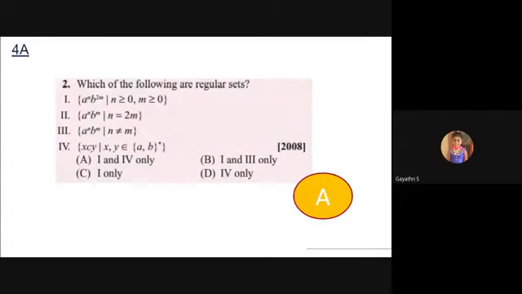And the third one, a power n and b power n, here also there are constraints where n is not equal to m. Due to the limited memory, a regular set can't make this language, and it is not accepted. The last one, x c y, here also the constraint is very simple. Both belong to a set of strings, a combination of a as well as b. So A is the right one. Next.